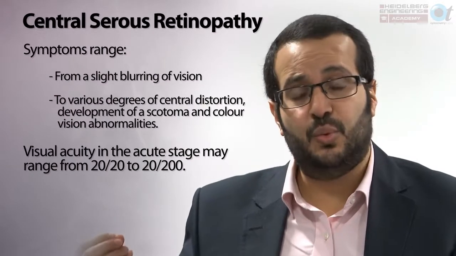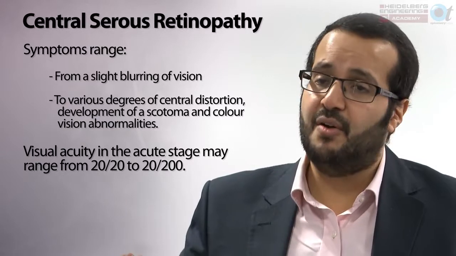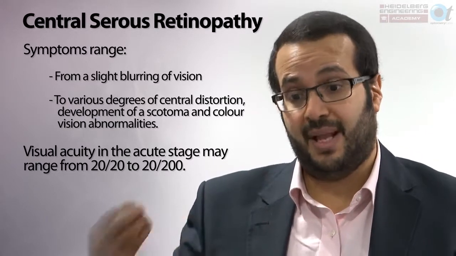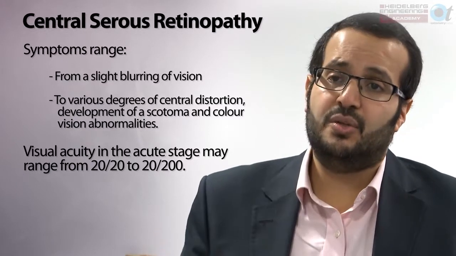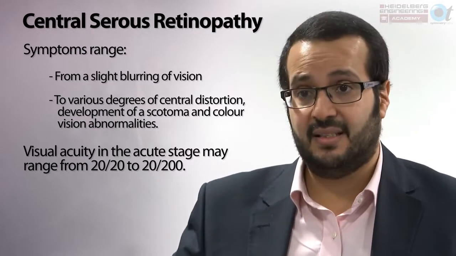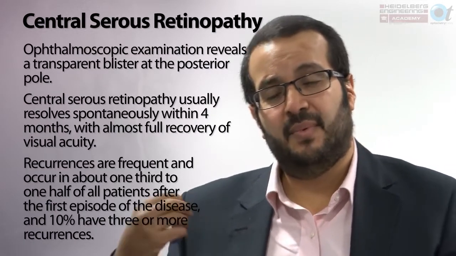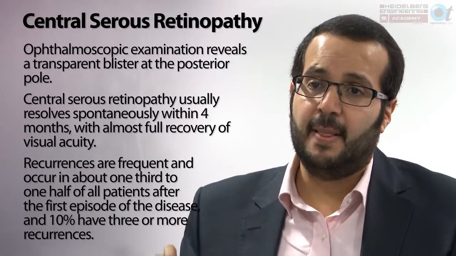And what symptoms do patients with CSR get? They can get mild blurring of vision to various degrees of central distortion, or even the development of a scotoma, a blind spot, or even colour vision abnormalities. The visual acuity in the acute stage may range from 6/6 to 6/60. And when you examine them clinically, you often see this very transparent blister at the posterior pole.